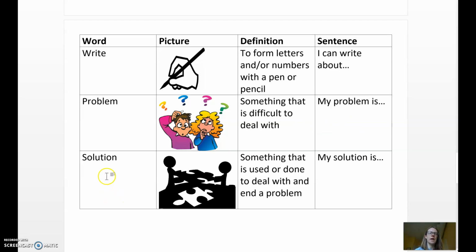Okay, next word, solution. Solution. Something that is used or done to deal with and end a problem. My solution is to record videos for YouTube to teach my students. Now you say a sentence using solution.